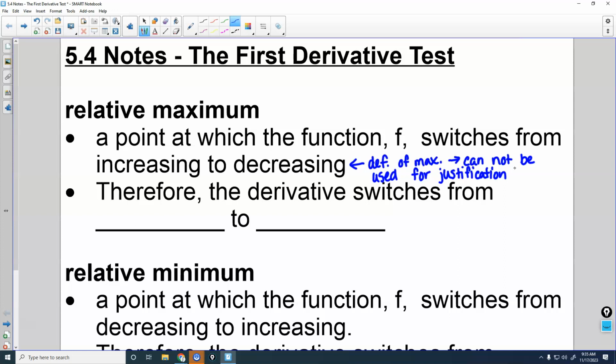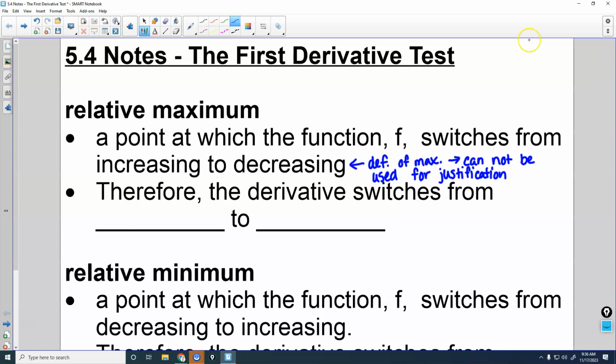So if they say find the relative maximum and you tell me it's at 7 because the function switches from increasing to decreasing, you may have just gotten lucky. You may not understand, because since it's a relative maximum, that has to be the definition, right? You would just be restating this and may or may not know what you're talking about there. So anything that we are asked about here, we have to prove using calculus. They are not going to ask you just to restate a definition for them. You have to prove it using calculus.